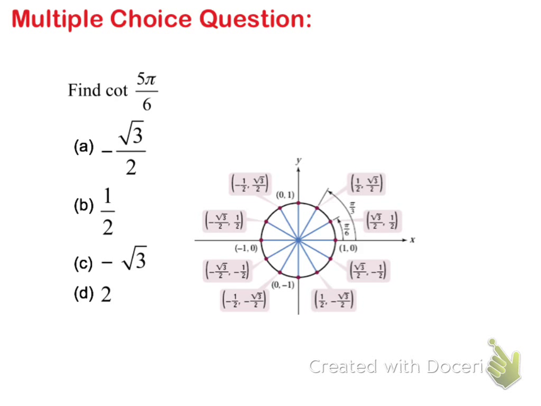Here's a multiple choice question for you to try right now. I want you to find the cotangent of 5 pi over 6. And I drew a unit circle here, and I'll help you. 5 pi over 6, remember, is going to be right here. So you're going to use this point, negative root 3 over 2, 1/2, to find the cotangent of 5 pi over 6. And once you do that, you'll put that answer into your Google form, and then you can go on to the next slide.